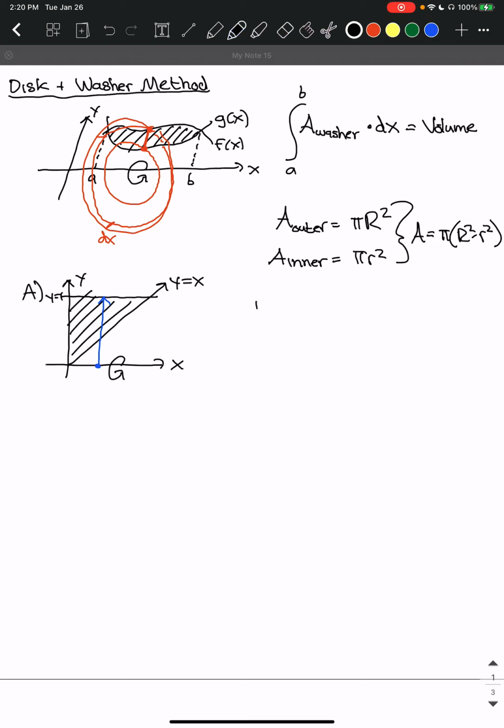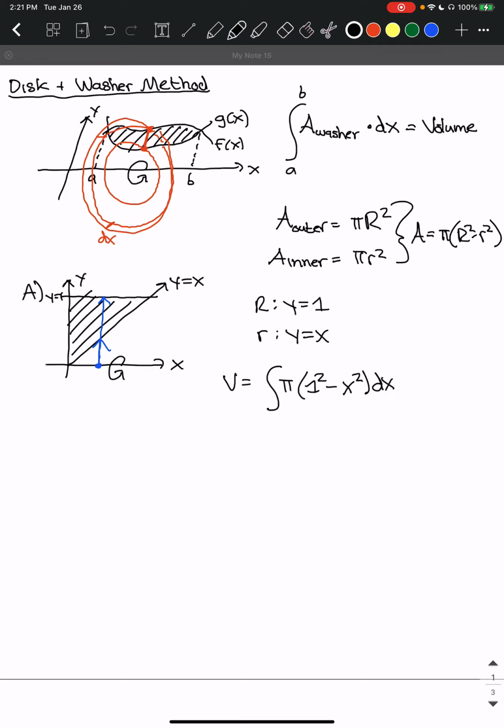That outer edge here is given by just the function y is equal to 1. My inner radius is just as far as I need to go before I start to hit my region, so I go all the way up to this line here, which quite simply is given by the line y is equal to x. And essentially we have everything we need. So I can say that the volume then is going to be the integral of pi, my big R squared is 1 squared, minus my little r squared is x squared, dx.